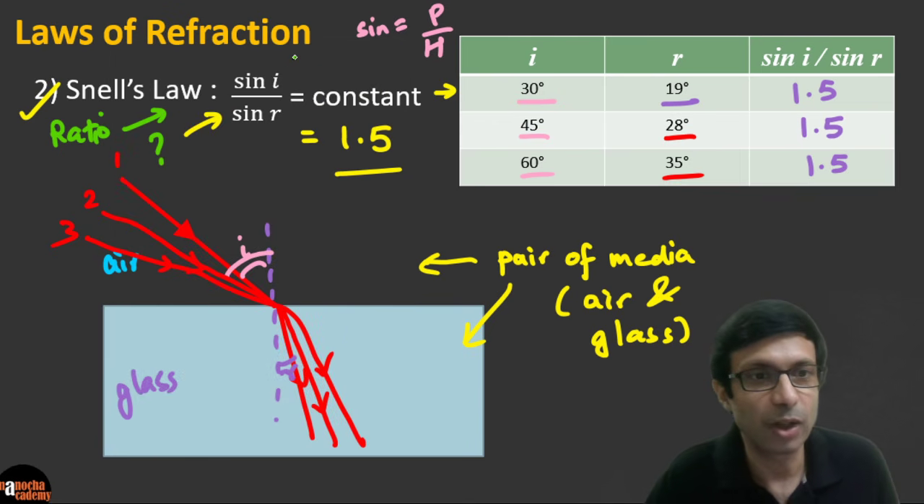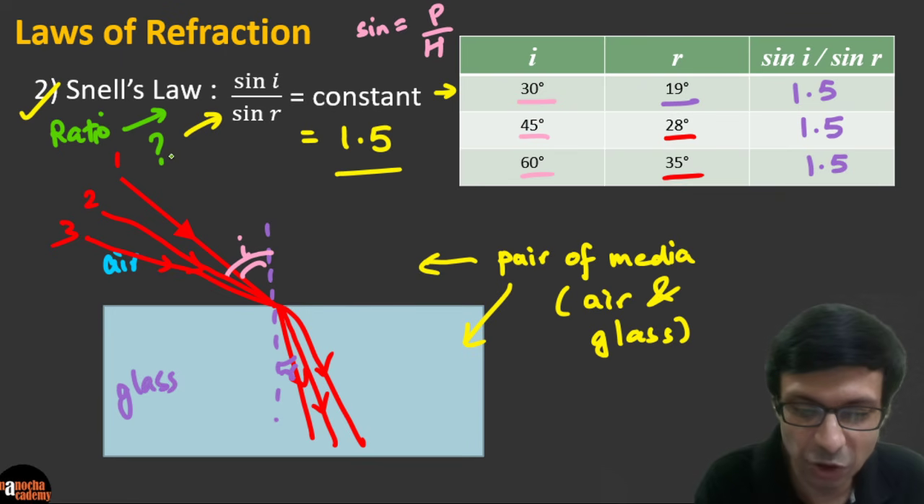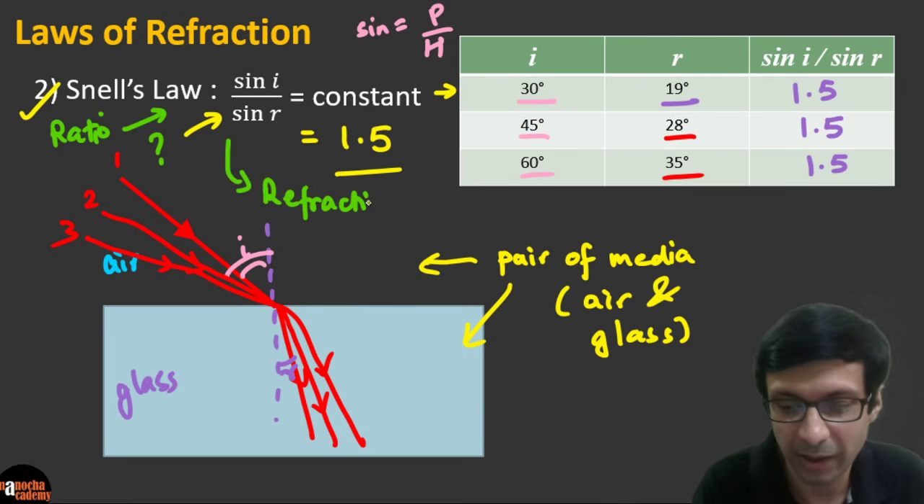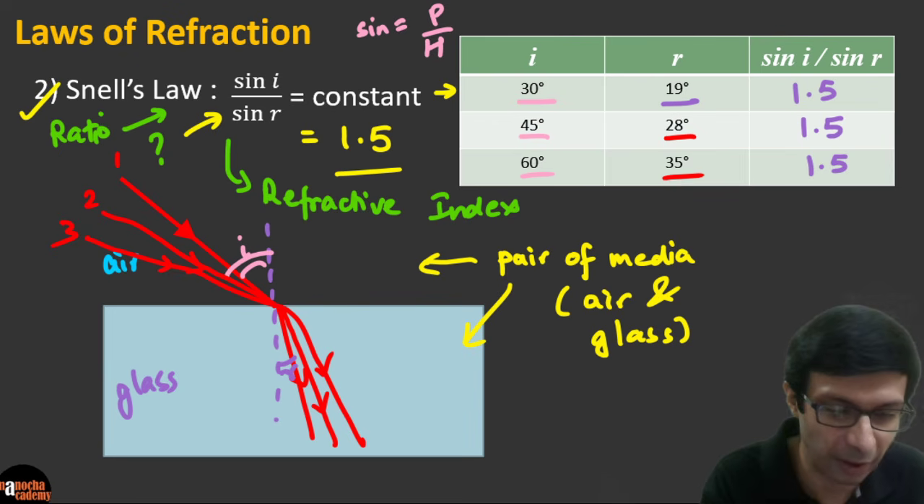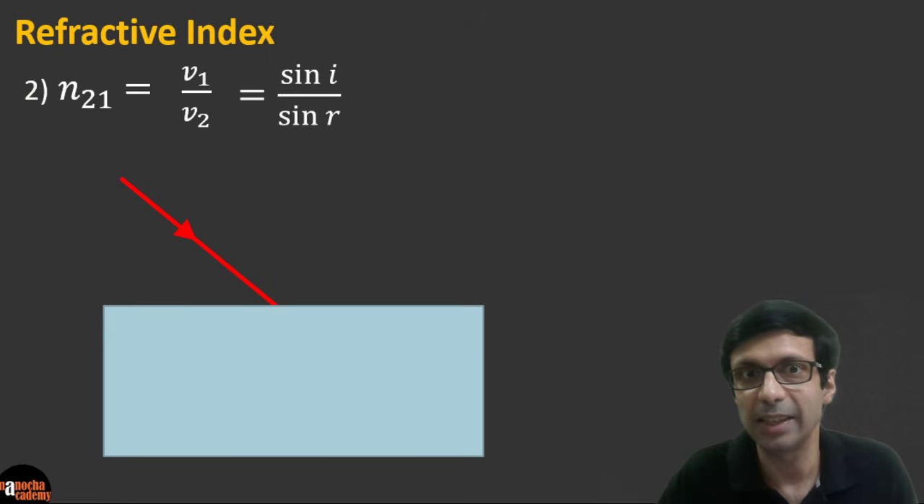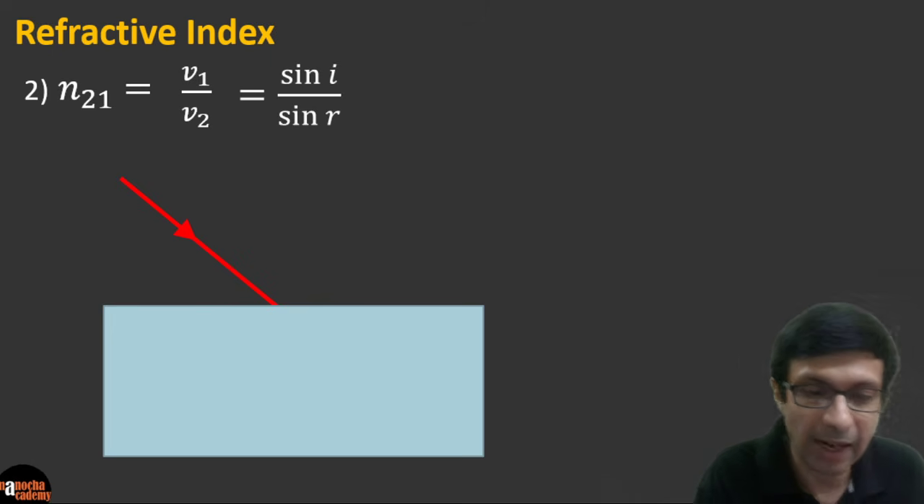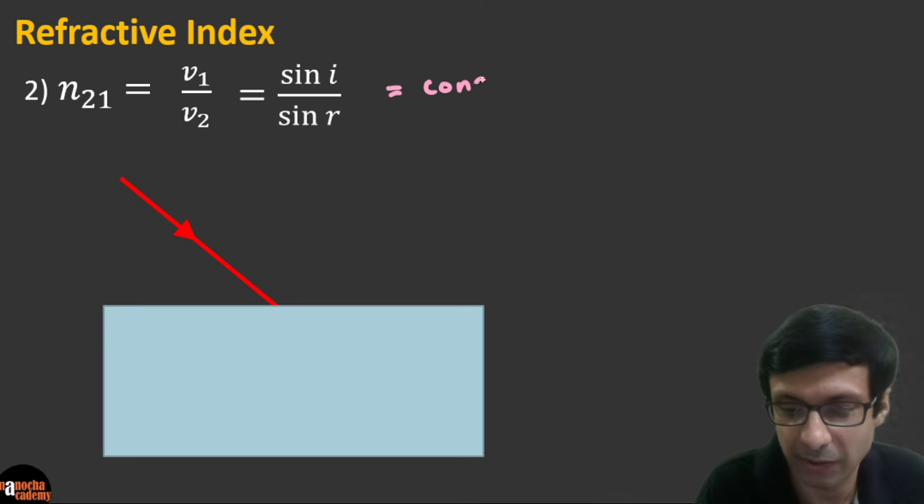Okay, so now can you tell me, guys, what is this ratio known as? Very good. I see someone has the right answer here, right? So this ratio is known as refractive index. Okay, and this refractive index is constant, as we discussed, for a pair of media. And let's talk about this term, refractive index. So this Snell's law is basically saying that the refractive index of a pair of media, sin I by sin R, as we discussed, is equal to constant.